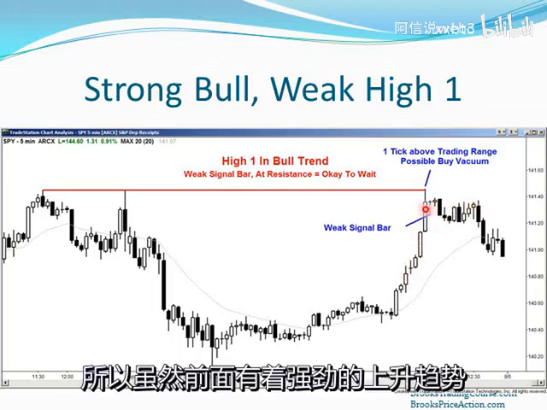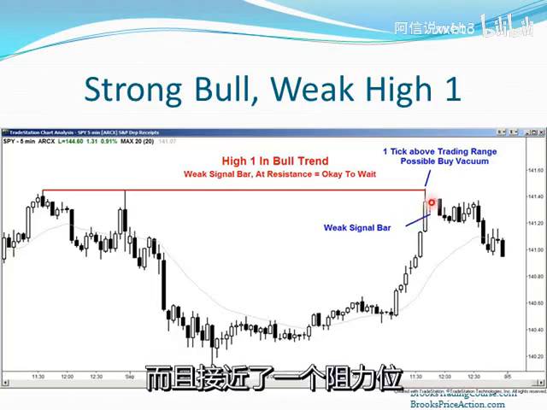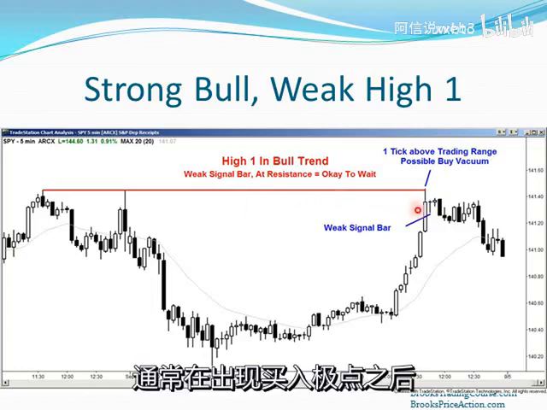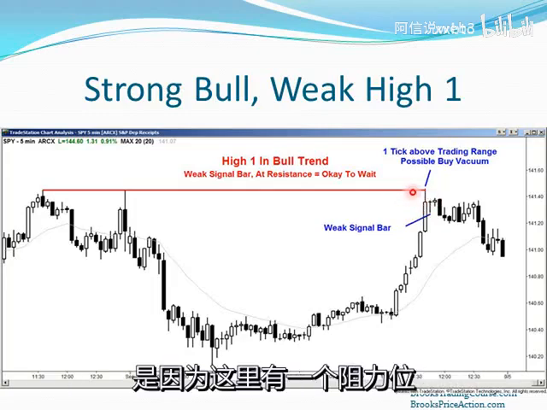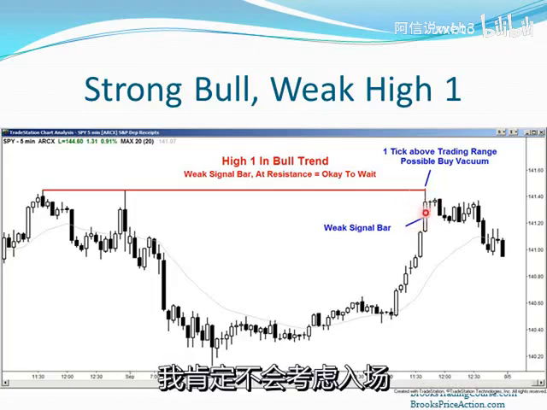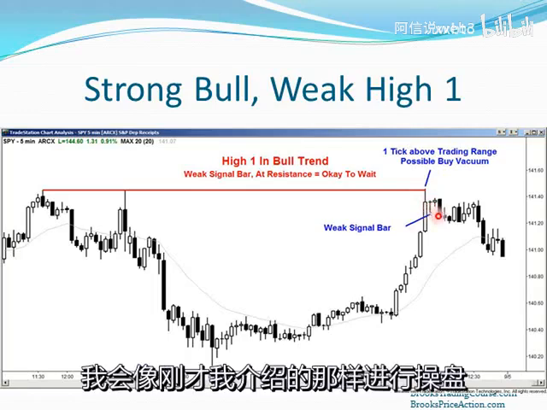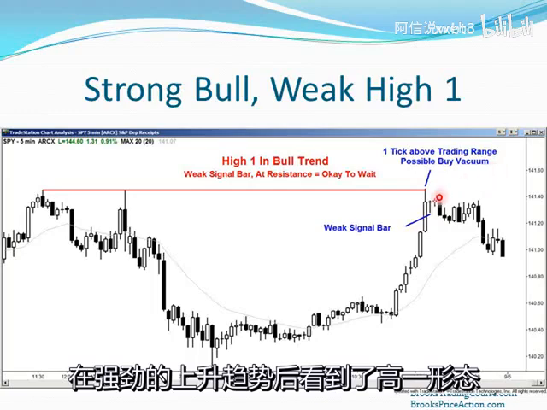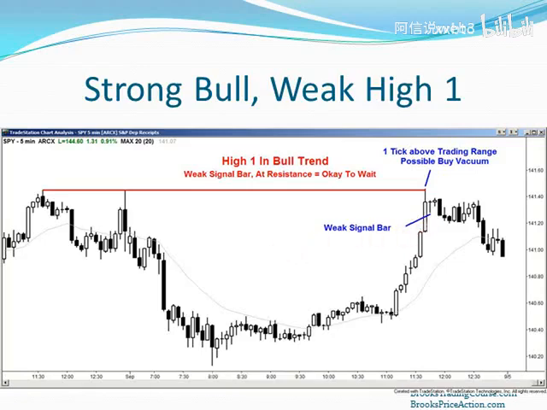So even though there's a very strong bull move, there's a weak high one buy signal bar, and it's at resistance. In general, I don't want to buy high ones after buy climaxes, and I certainly don't want to buy high ones right below resistance after a buy climax. But had I bought that, I would have managed it similar to what I just said. So just seeing a high one after an extremely strong bull move is not reason enough to buy.